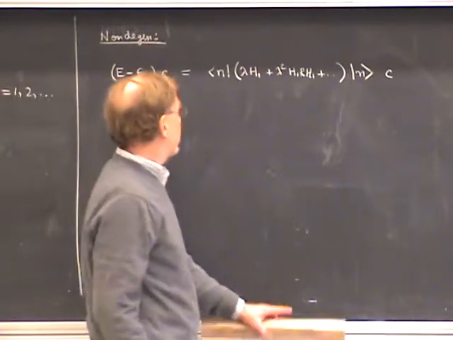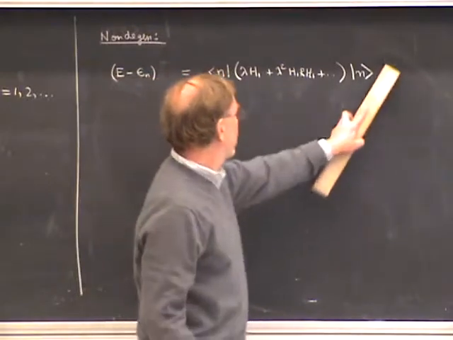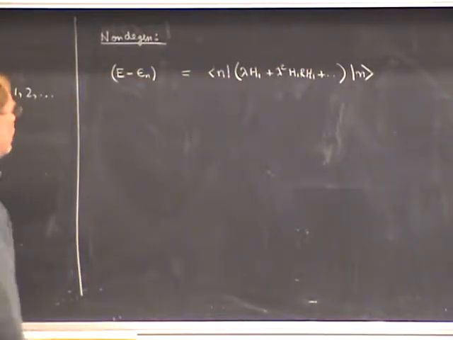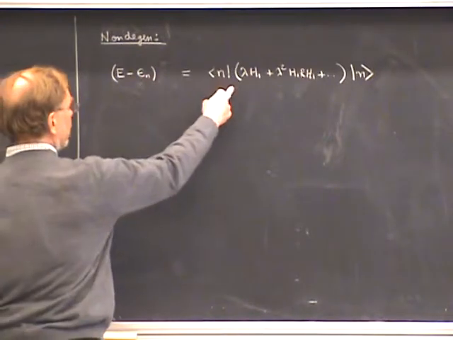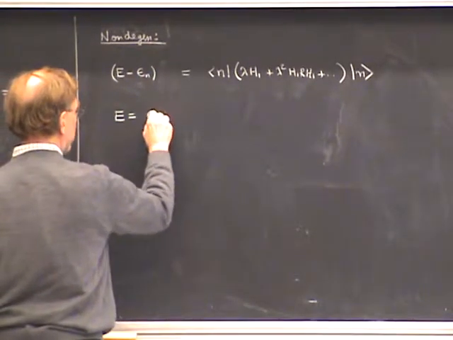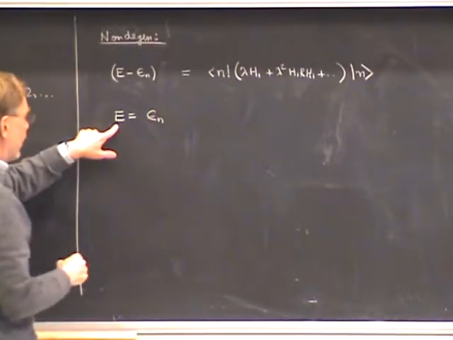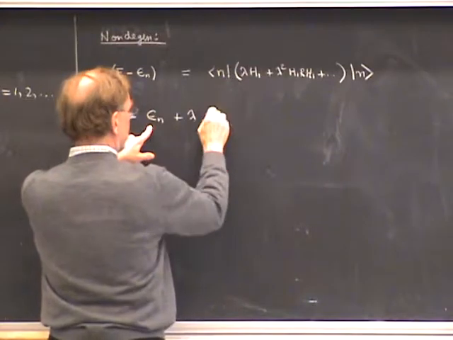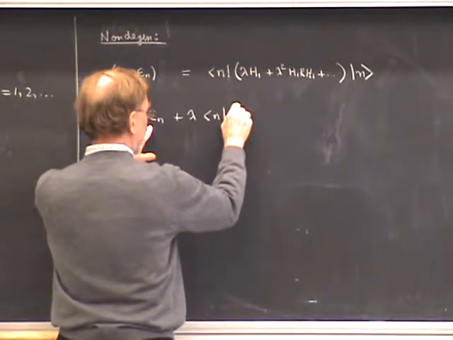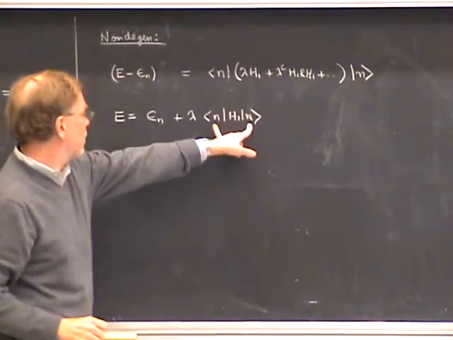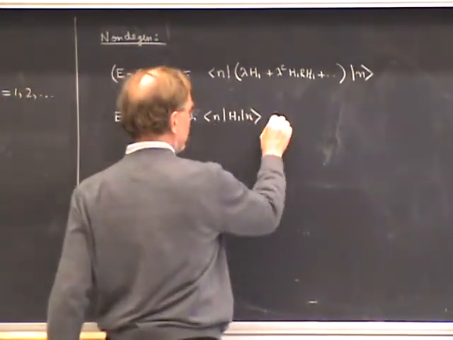And so the expansion coefficients c_i I can erase, they're the same on both sides, and we obtain this equation. And now we bring the epsilon n over to the other side, and we see that E, the exact energy level, is equal to epsilon n, the unperturbed one, plus lambda, the first term, which is the expectation value of the perturbing Hamiltonian with respect to the unperturbed eigenstate.